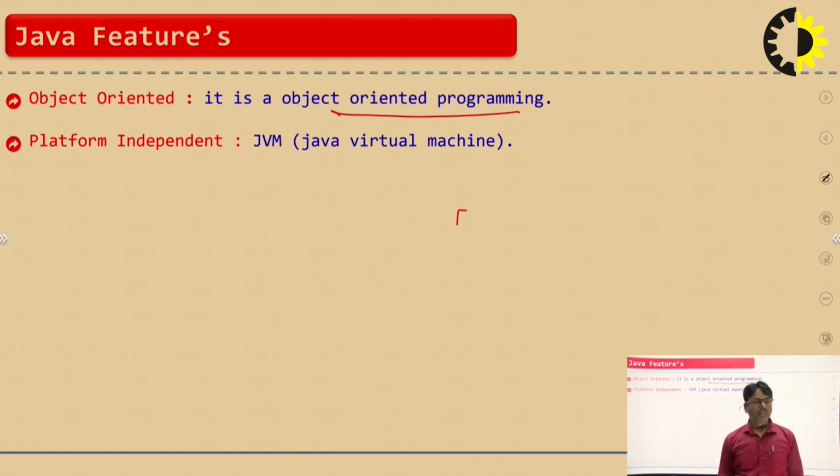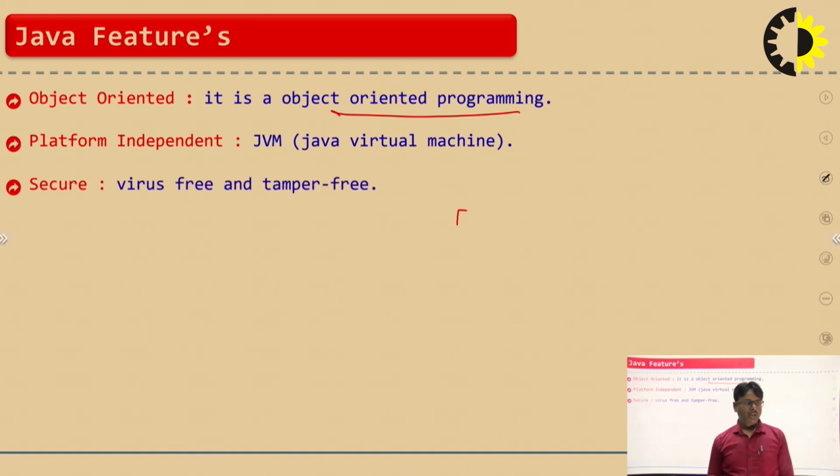Actually, the JVM converts the high-level language into byte code after compilation, and this byte code is machine-readable. Because of this machine-readability, it can be executed or run on any platform, for example, the Windows operating system, the Mac operating system, or the Linux operating system. Another feature is that it is secure, virus-free and tamper-free.